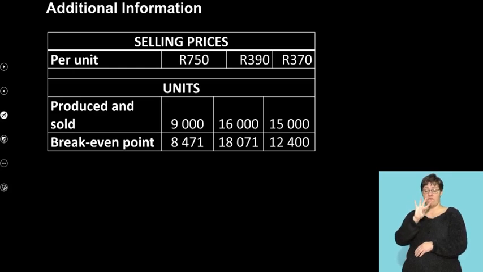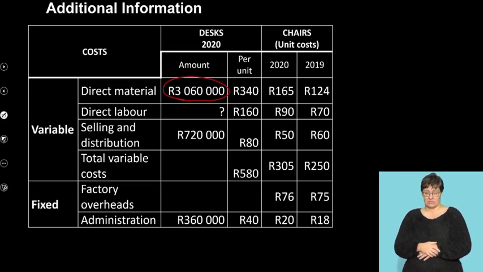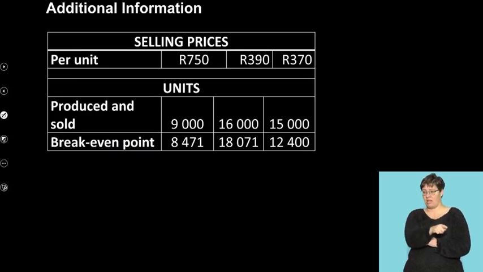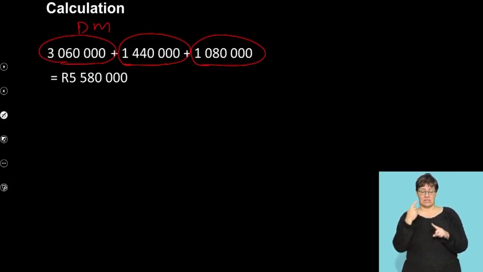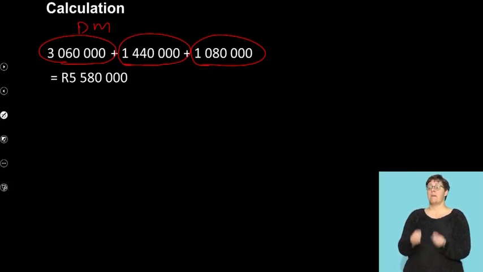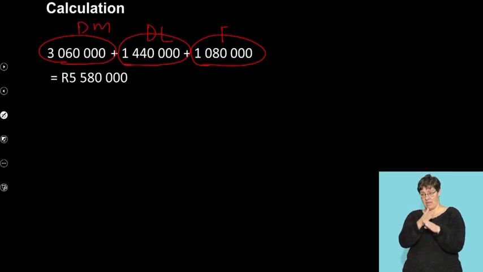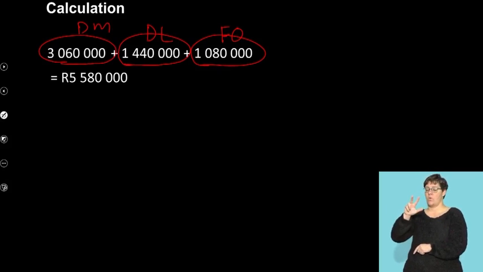Your direct labor was 1,440,000. Let's see how we're going to identify our labor. There's our labor. They told you it's 160 Rand per unit, right? And we also know that we manufactured 9,000 units, right? Okay. And if you now take the 9,000 and you multiply it, you're going to get your figure of 1,440,000 as your direct labor component. And remember your factory overheads, you've calculated your factory overheads to be 1,080,000.